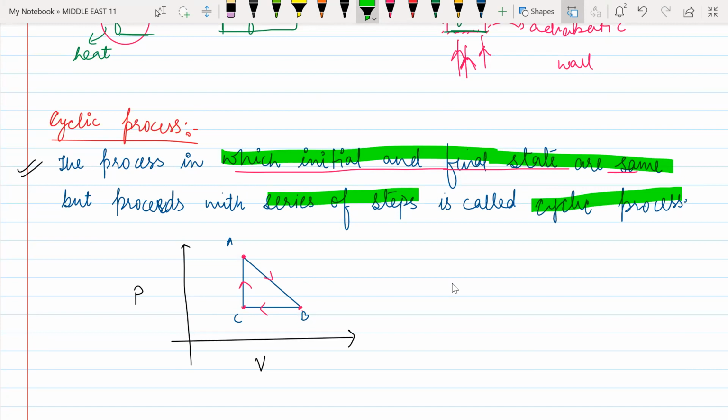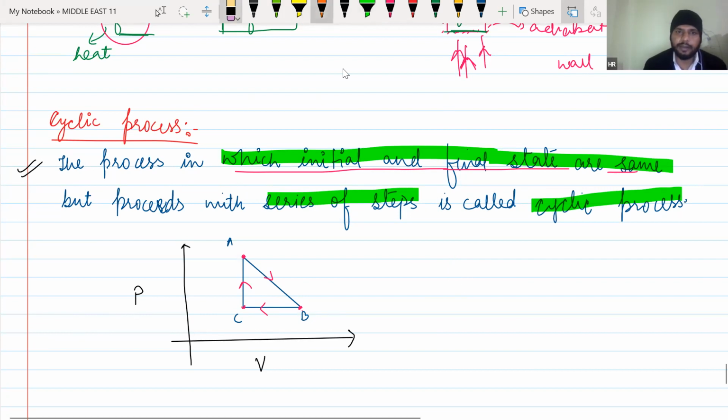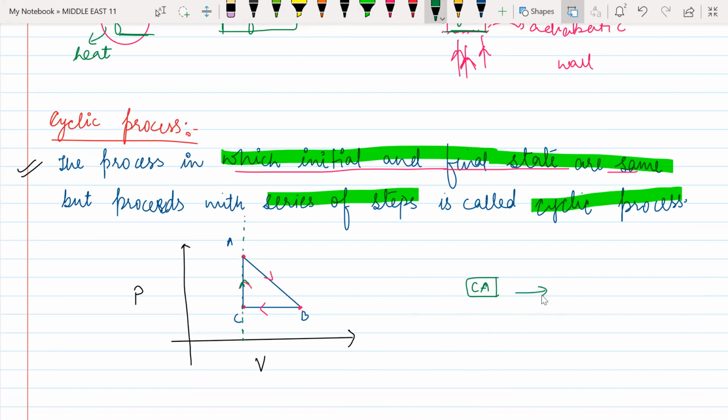Yes, sir. If I ask which process is AC, this graph is given, can you answer it? Just see AC or CA. This represents going from A to C. So what is the process shown by graph CA? You can see CA, constant volume. That means isochoric.